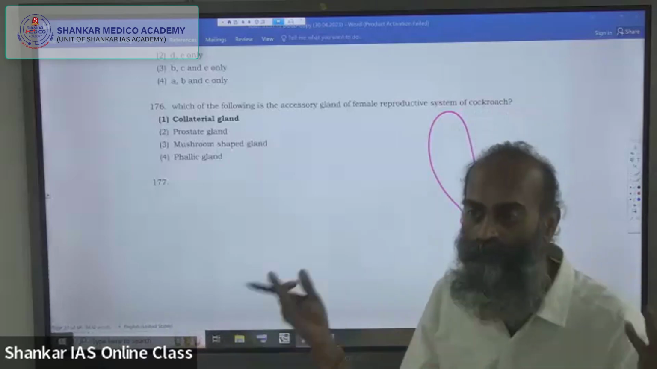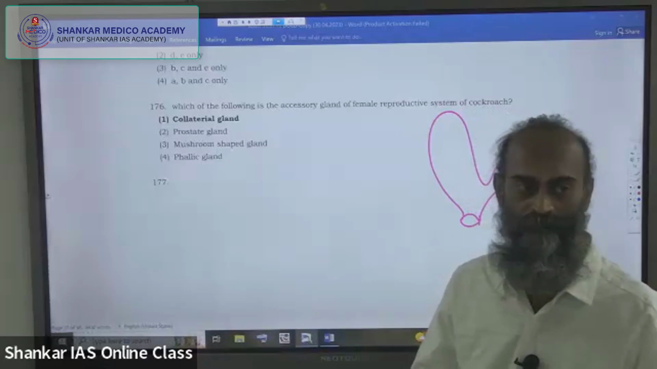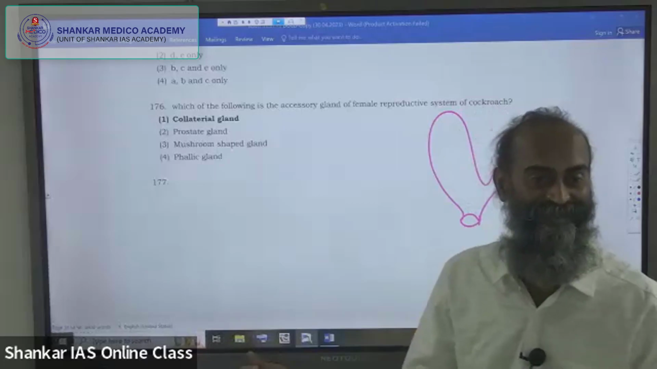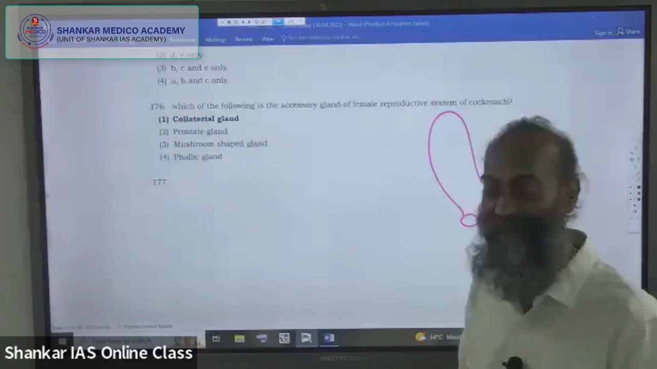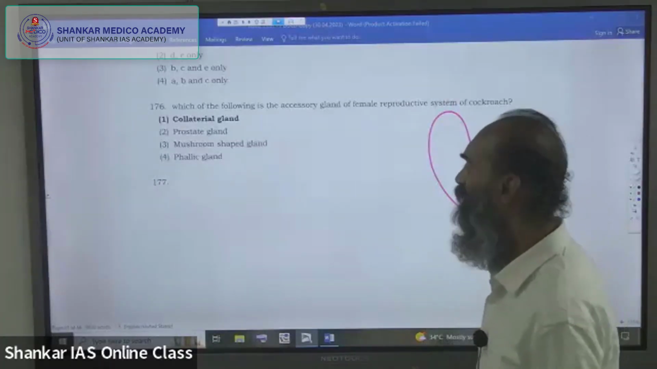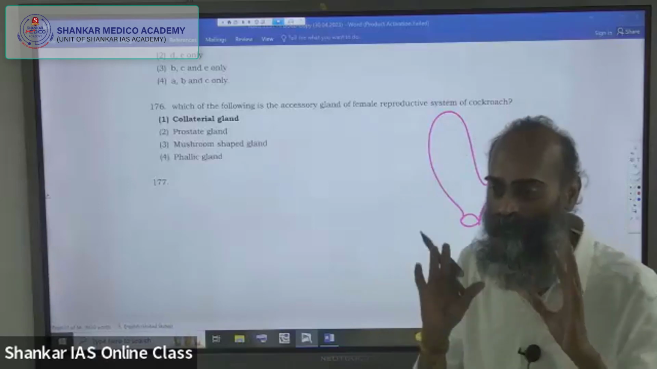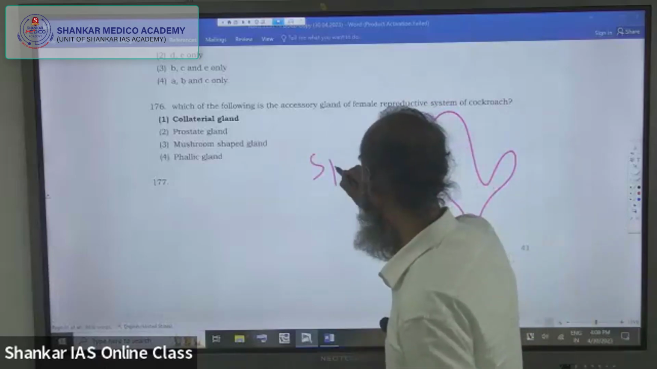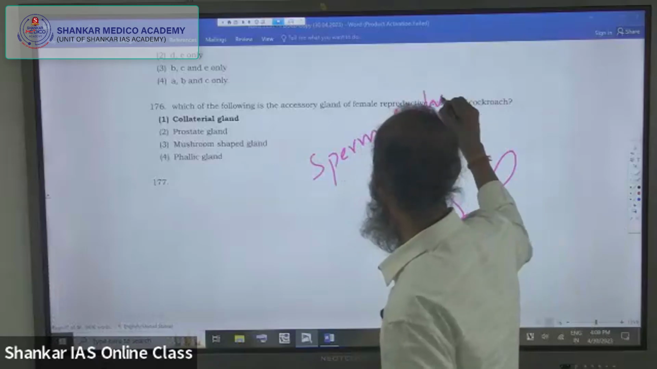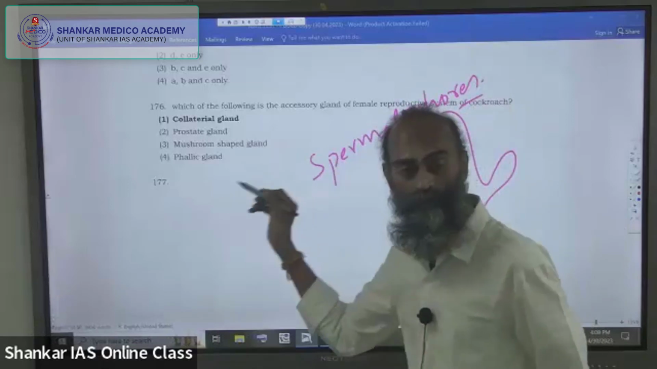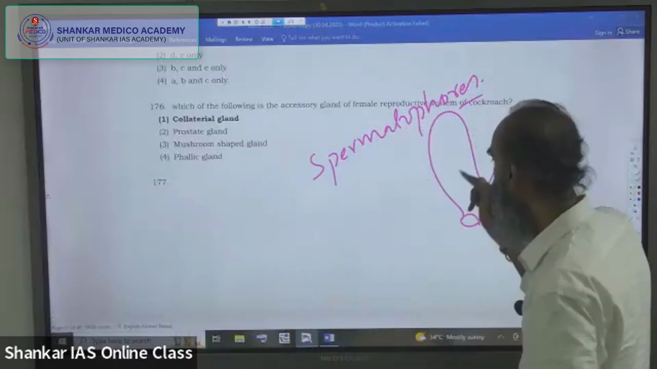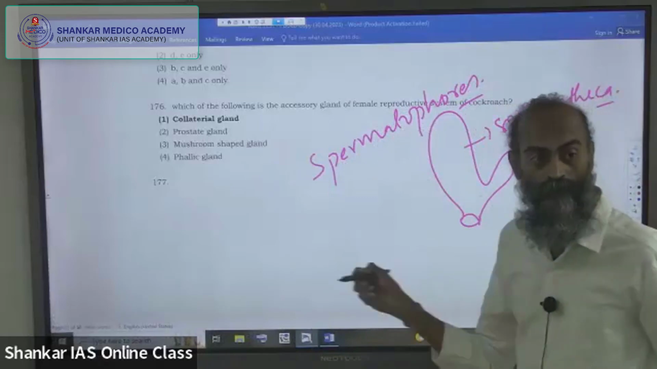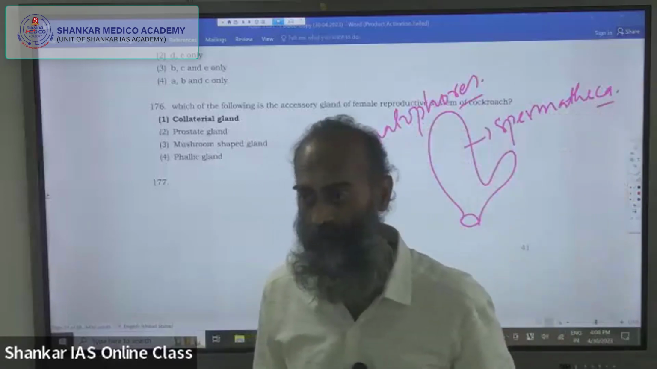Spermathecae are present in male cockroach or female cockroach. Bro, why are you so aggressive in this? As if you have dissected it and seen. Spermathecae is meant for storing spermatozoa. Spermatozoa are spermatophores. Spermatophores are produced in the male. These are stored in the spermathecae. These spermathecae are present in female along with collateral glands. Understood now?